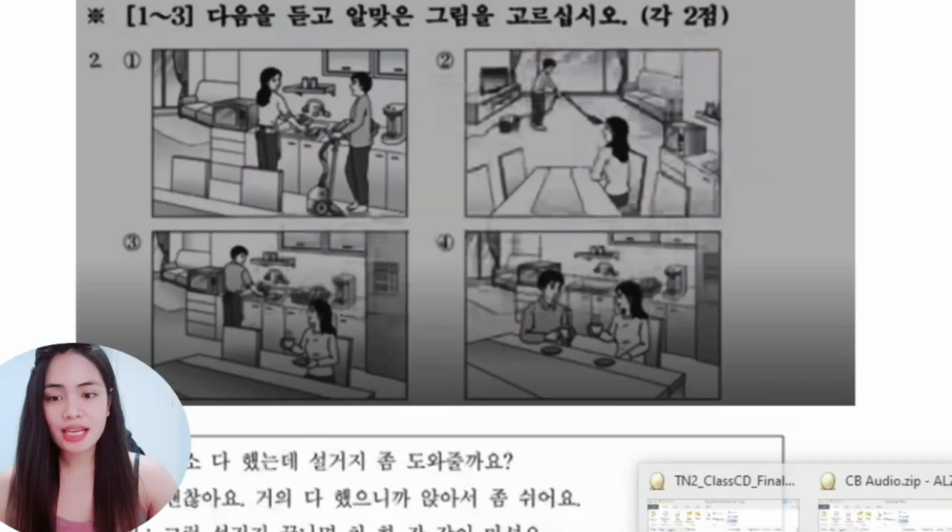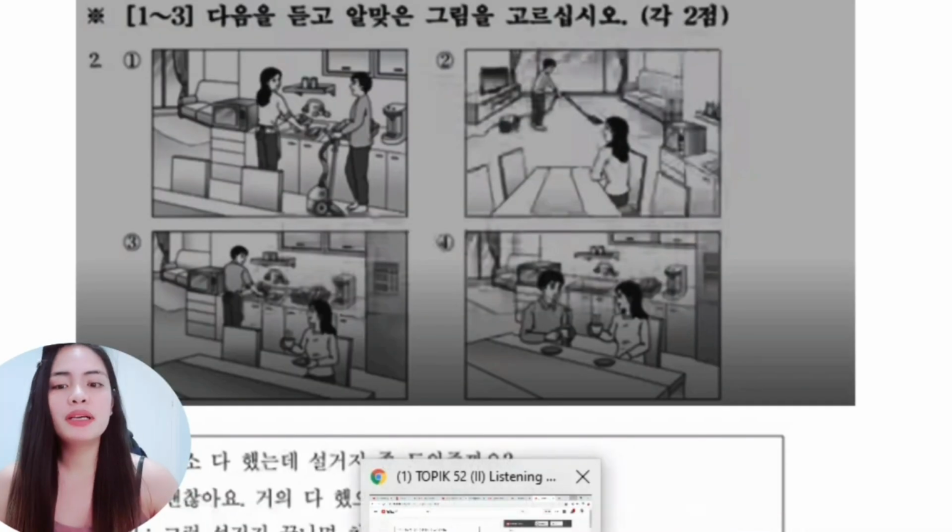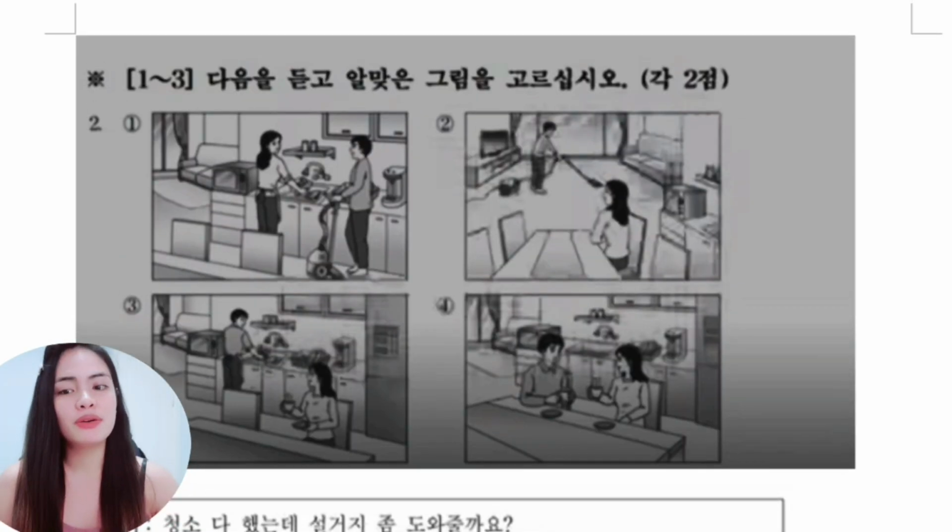So we have here the first one is the question. 다음을 듣고 알맞은 그림을 고르십시오. So 다음을, the following, listen to the following. 알맞은, appropriate, picture, choose. So listen and choose the appropriate picture.